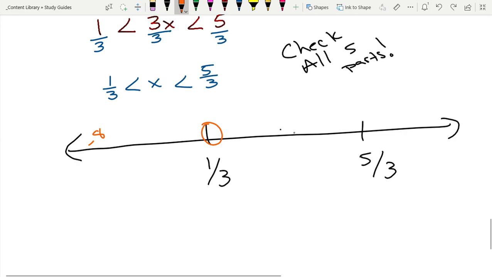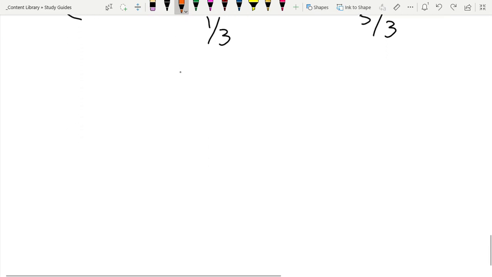Now plug a number in the middle, like 1. Is 1 bigger than 1/3? Yes. Is it smaller than 5/3? Yes. So since it works in both of these, since it works in both problems, we are going to shade the middle. Then we check 5/3. Is 5/3 bigger than 1/3? Yes, it is. But is it also smaller than 5/3? No, it is not. And since it didn't work in both, we cannot use it. And then the numbers to the right also are not going to work. Like if you pick a million, 1 million is not smaller than 5/3. So this one only shaded the middle.